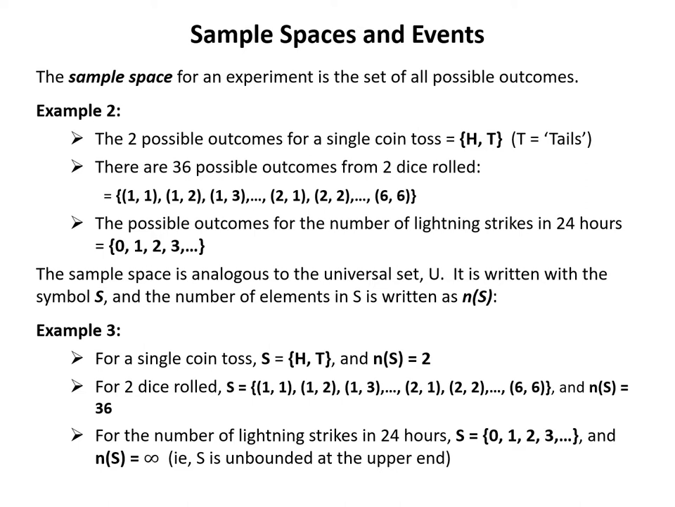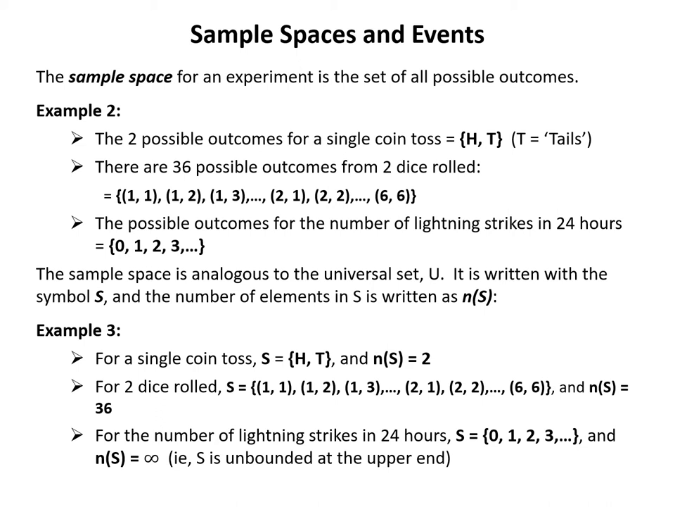The sample space for an experiment is the set of all possible outcomes. In example 2, we take a look at those same experiments we were discussing previously, and now we can list all of the possible outcomes. For a single coin toss, there are two possible outcomes, and that is the set {heads, tails}. If we roll two dice, there are actually 36 possible outcomes because there are six possible outcomes for each die. And if we use the multiplication principle, it's no surprise that we get 6^2, or 6 times 6 equals 36. You can see the list showing on the slide gives an idea of what that list of outcomes would look like.